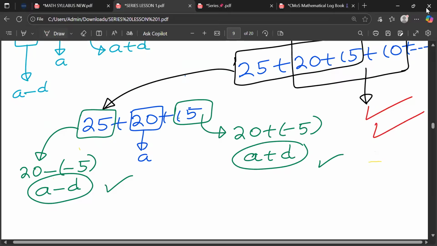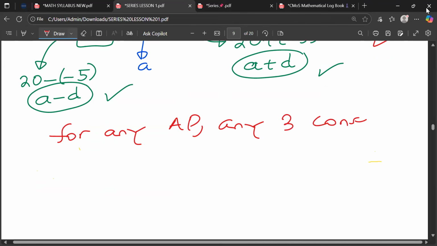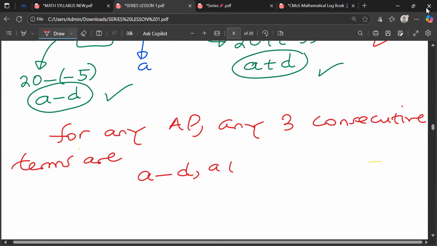One thing I want you to appreciate is that for any AP, any three consecutive terms are a minus d, a, then a plus d. This is what I wanted to teach you.